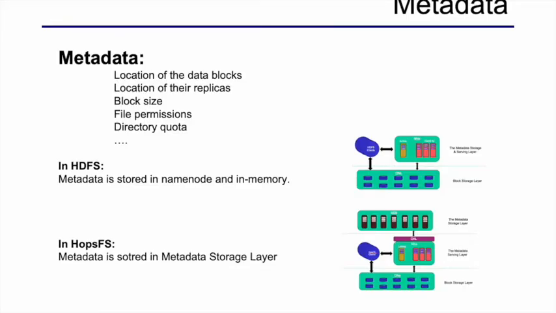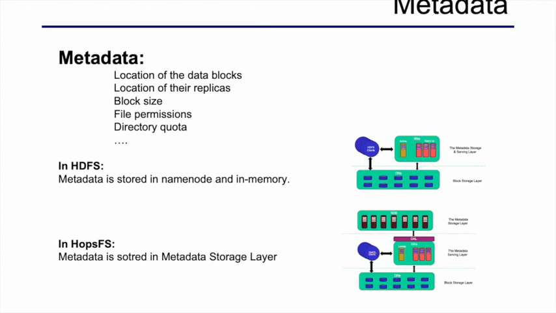To make sure that we share a common interpretation of metadata, let's see what metadata really is. Metadata is the data about the data. In this context, we'll include the reference to the location of data blocks. Since we divide each file into some blocks, and the actual data block will be stored somewhere in the storage layer, we need to keep a reference to be able to access them. We also have to hold a reference to the location of the replicas. Block size, file permissions, directory quotas, and other related information about the actual data are called metadata.